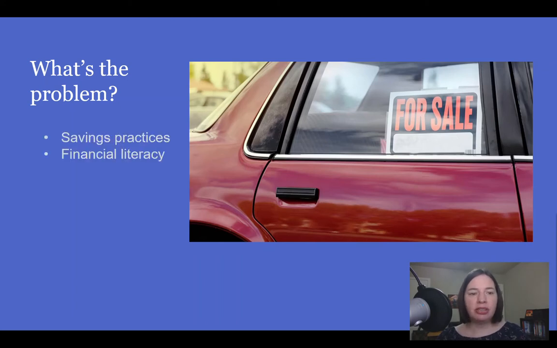And so she said, the problem is they don't have a lot of savings. They need more practice with savings. They don't have enough financial literacy. If the problem is they don't have the financial literacy that you need, the solution might be to instruct them on financial literacy. We can have a class on financial literacy. But the question is, would that really meet the needs here?